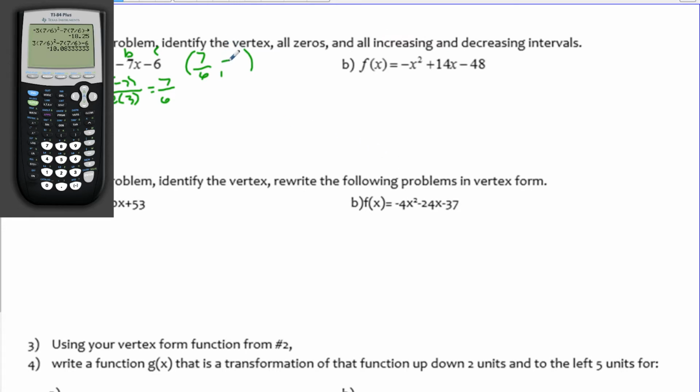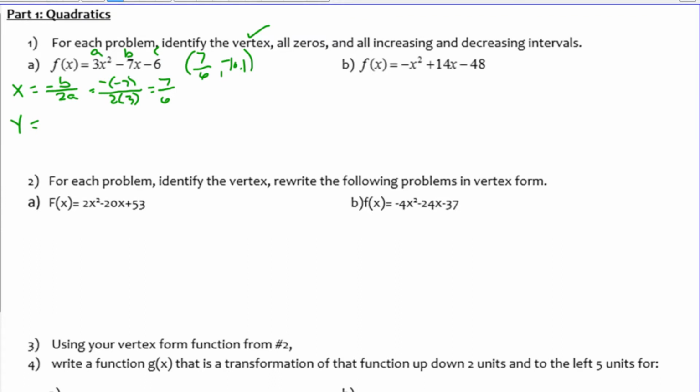So that's what's going to go right here, and I'm done with part 1. I've identified the vertex: 7 over 6, comma, negative 10.1. So I'm just going to put negative 10.1 right here. That's part 1, identify the vertex.